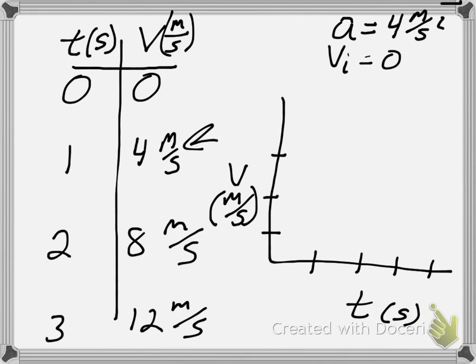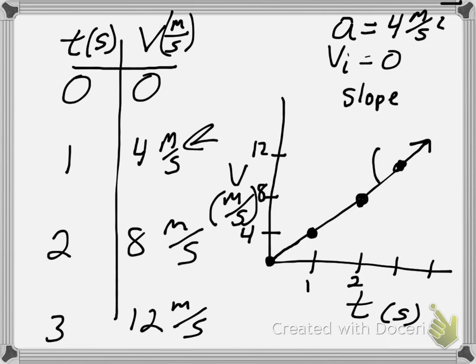Okay, so our equation starts at the origin, and after 1 second, we're going 4, after 2 seconds we're going 8, and after 3 seconds we're going 12. And it looks like, again, we have another straight line, which is in fact what we do have. Let me make these just a little bit bigger so that they all fall on the line. And what we can see now is that the slope here again has an interpretation, okay?